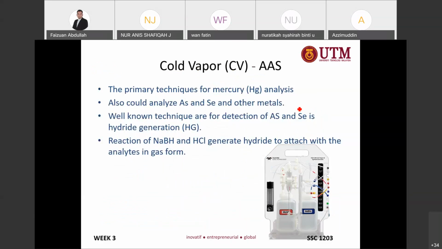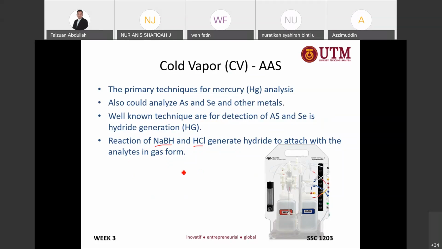This is cold vapor AAS for mercury and arsenic, as I told you, and also some other elements such as selenium, because they vaporize very easily. So the primary technique for mercury analysis can also analyze arsenic, selenium and other metals. The well-known technique for detection of arsenic and selenium is hydride generation, whereby sodium borohydride and hydrochloric acid react to generate a hydride that attaches to the analyte in gas form.